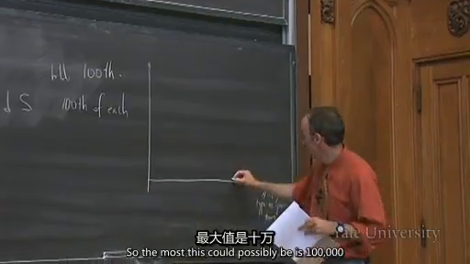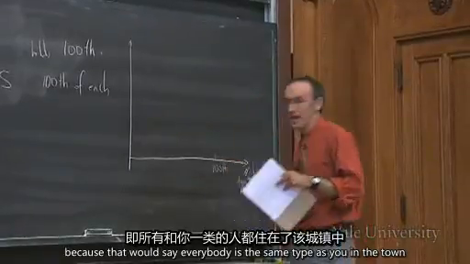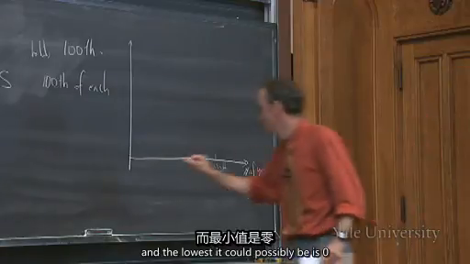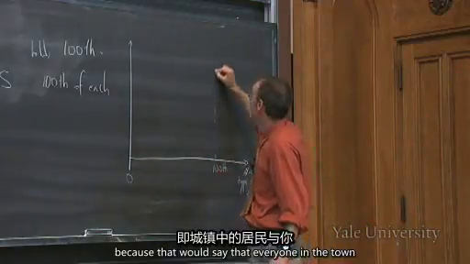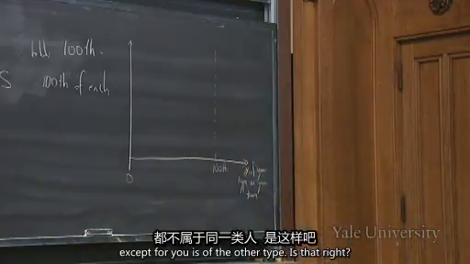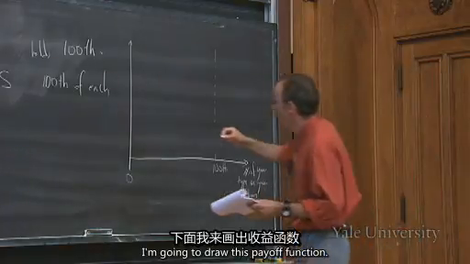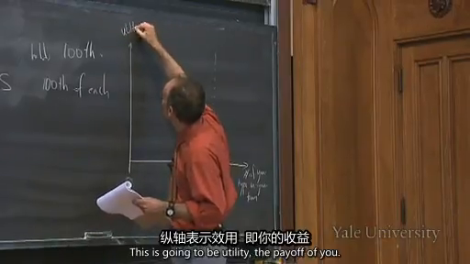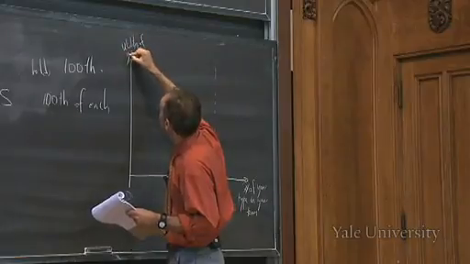So the most this could possibly be is 100,000, right? Because that would say everybody is the same type as you in the town. And the lowest it could possibly be is 0, because that would say that everyone in the town except for you is of the other type. Is that right? And I'm going to draw this payoff function. So this is going to be your payoff. This is going to be the utility or payoff of u.